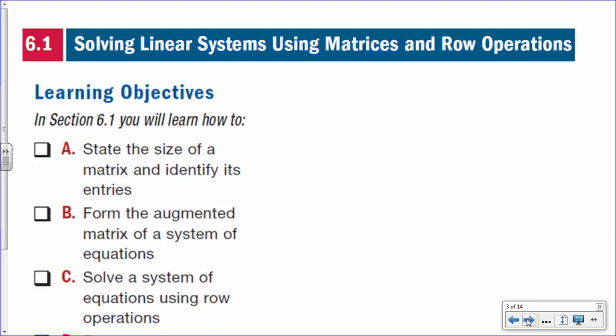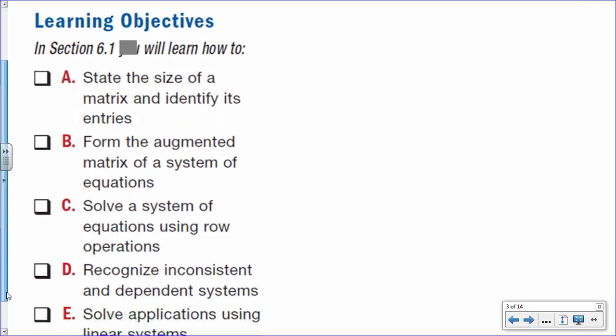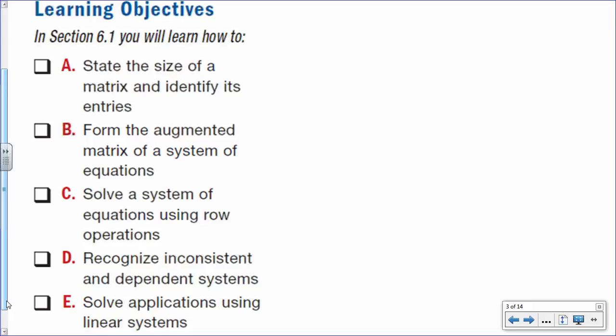Alright. So we'll talk about A and B, and we'll start discussing C today. But objective C is pretty long, so we'll just start talking about it today. The first thing that we'll do is talk about what a matrix is, and then we will go from there. We're going to learn how to solve systems using matrices, but different ways. This first section, we're going to learn one way to do it, and then we'll learn a couple other ways throughout the chapter as well.